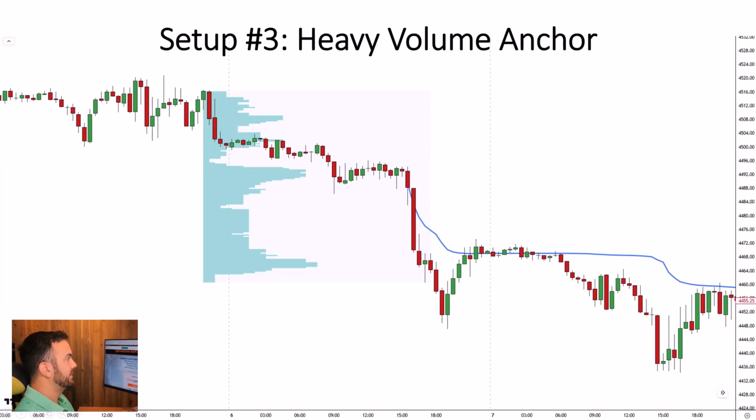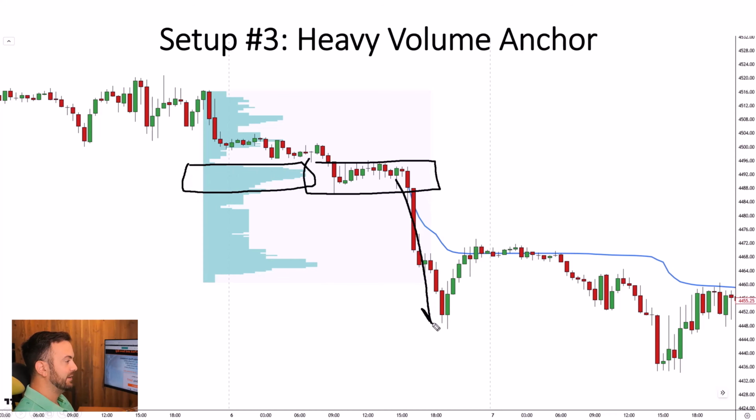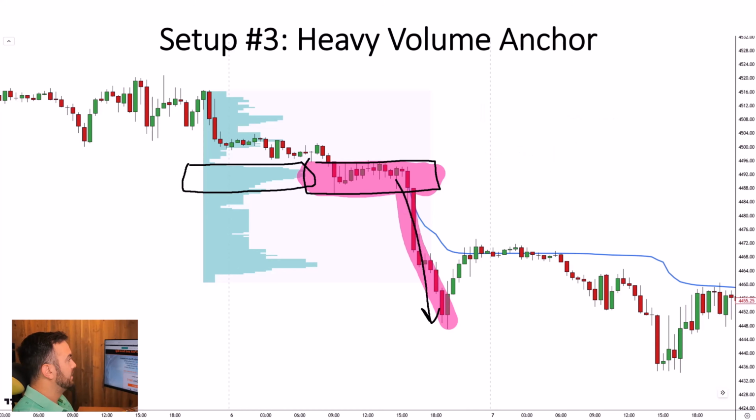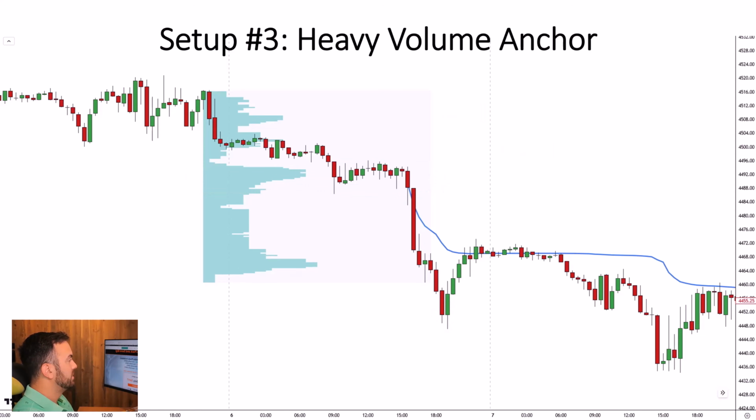Now here is one last example of this. Check out this little rotation where those massive volumes were traded. And as you can see, it is followed by this strong sell-off. So this is telling us that sellers were active here in this rotation, building up their short positions, and then they pushed the price downwards. It is a very important place, and the big traders, they want to base their trading decisions around this.